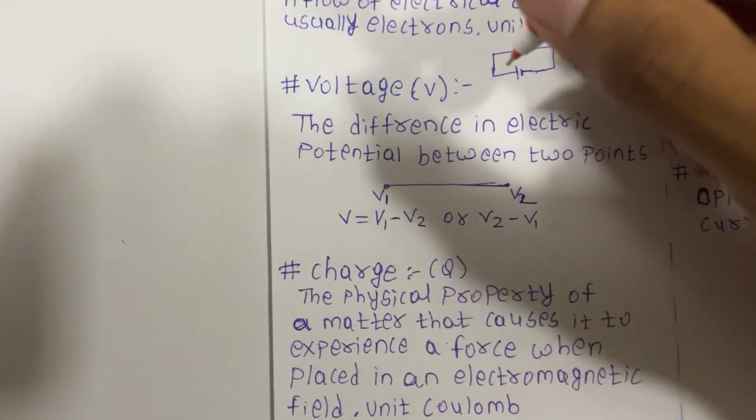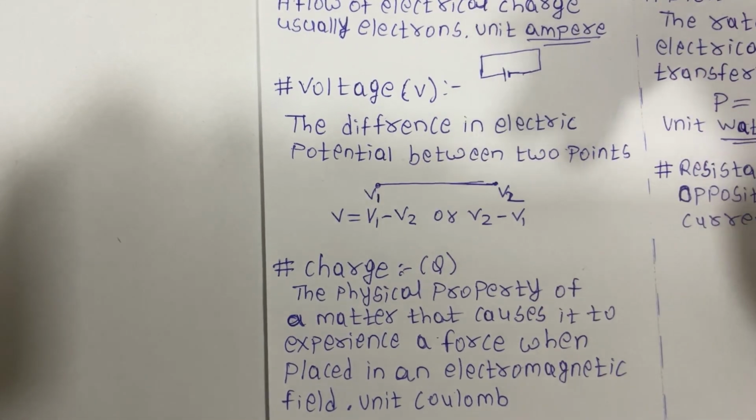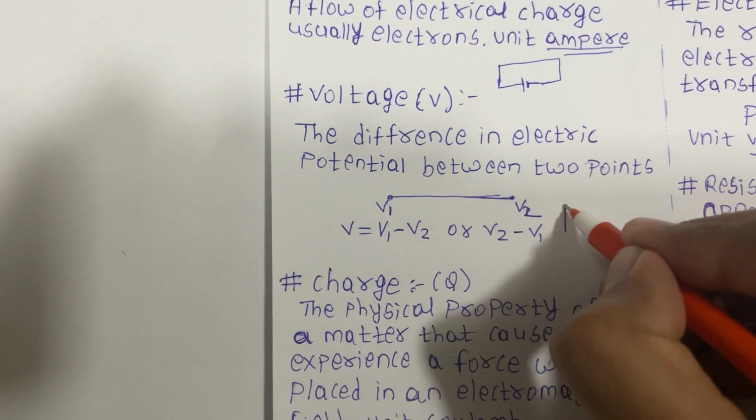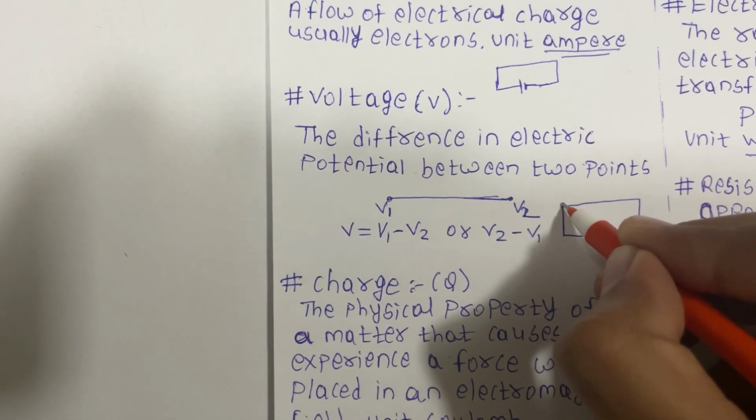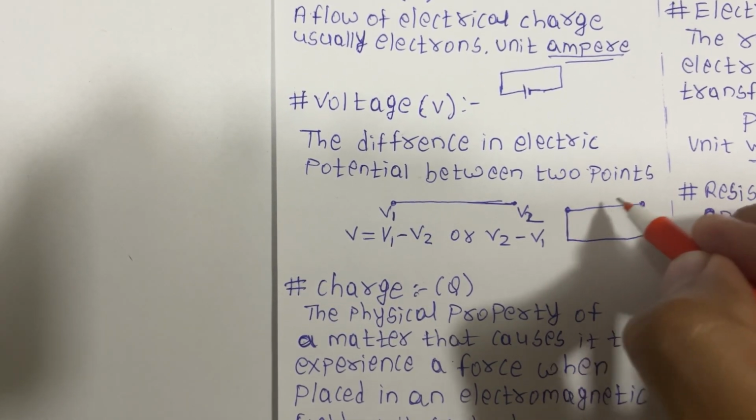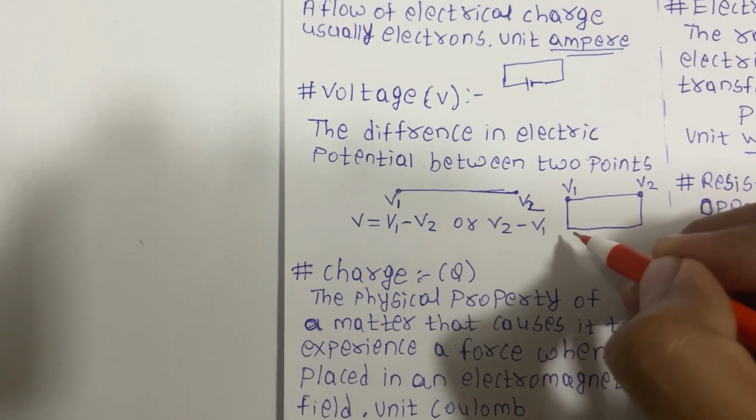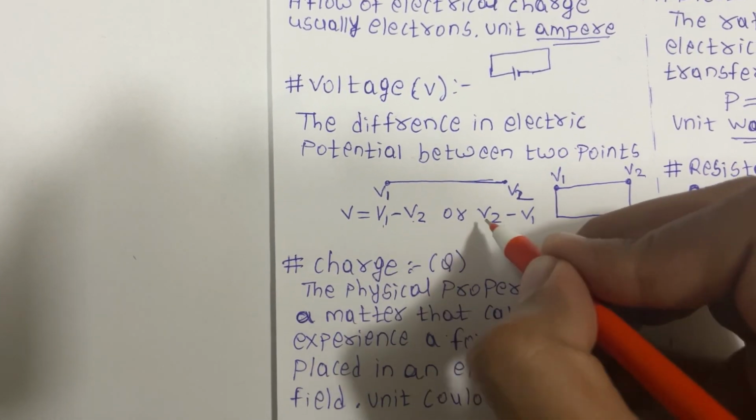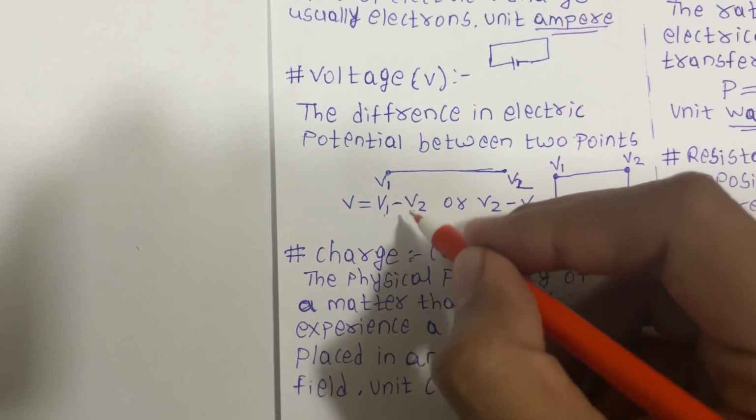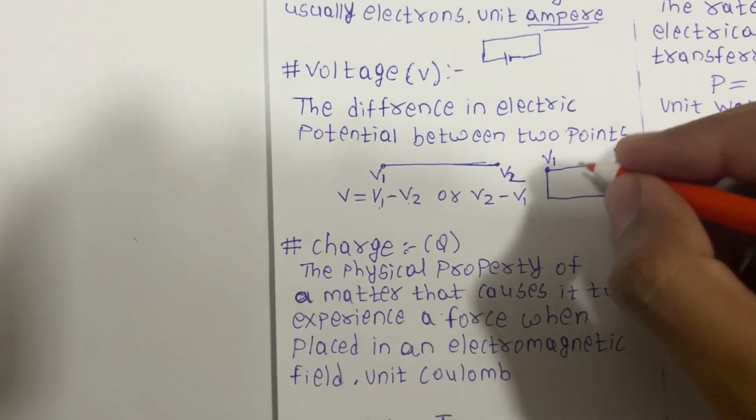What is voltage? The difference in electric potential between 2 points is called voltage. In this circuit, if we have to measure voltage between these 2 points, and we consider this V1 and this V2, the voltage will be V1 minus V2 or V2 minus V1. Considering the sign convention, we use either one. And this is what voltage is.